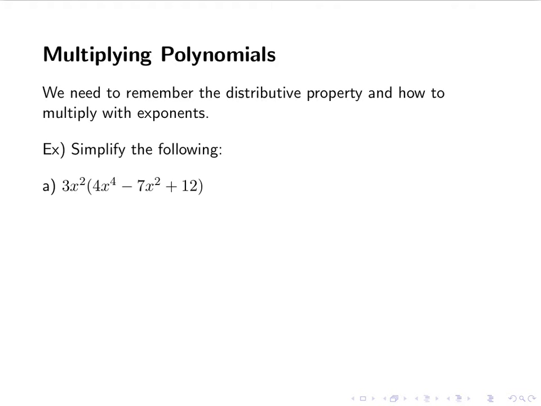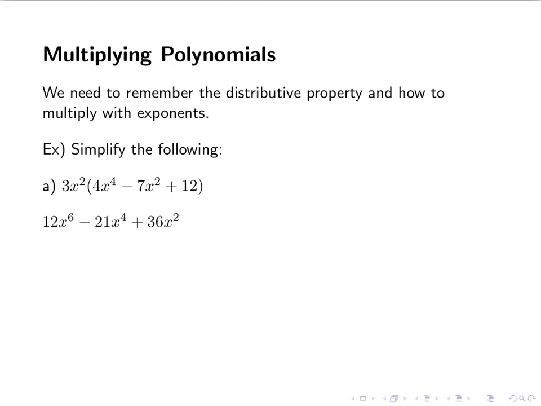So one of the first types of multiplying we're going to see is a monomial times a polynomial, and this is the distributive property. So I'm going to multiply 3x squared by 4x to the fourth, then multiply it by negative 7x cubed, then multiply it by 12.